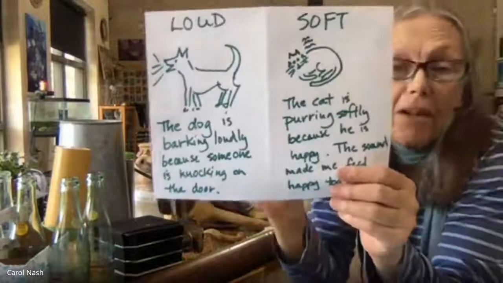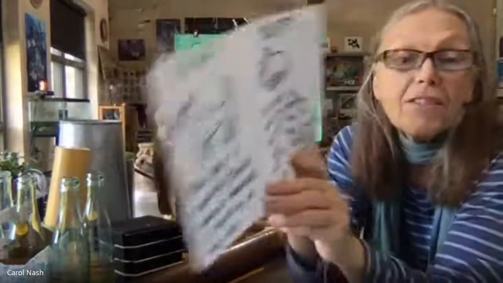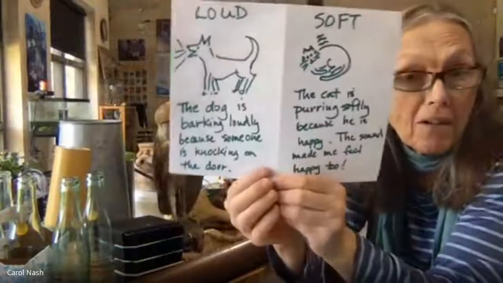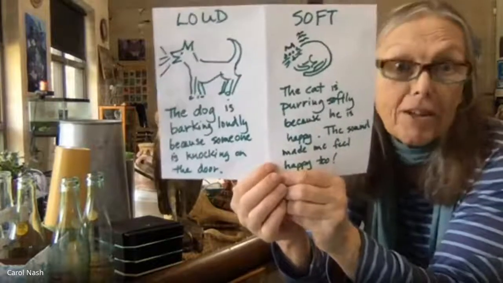The dog is barking loudly. Why is the dog barking? Because someone is knocking on the door and the dog is telling me there's someone here. Quick, open the door. Let me jump on them.